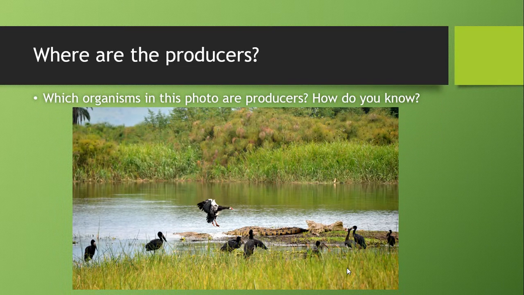In this picture, where are the producers and how do you know? Yes, everything you see that is green, like the bushes and the trees and the grasses and the plants, those are all the producers. They make their own food.